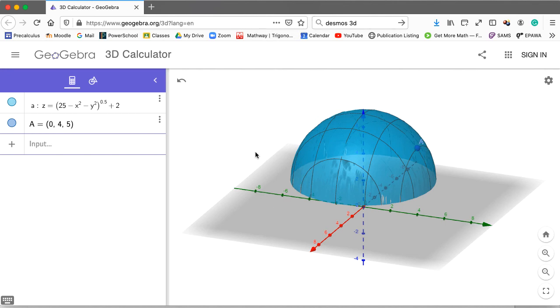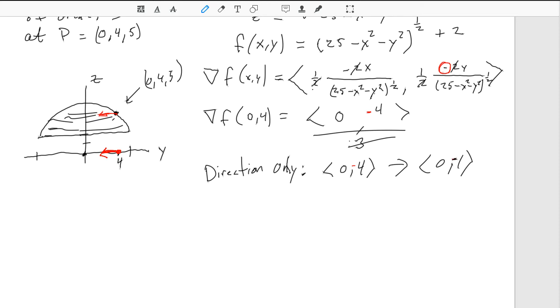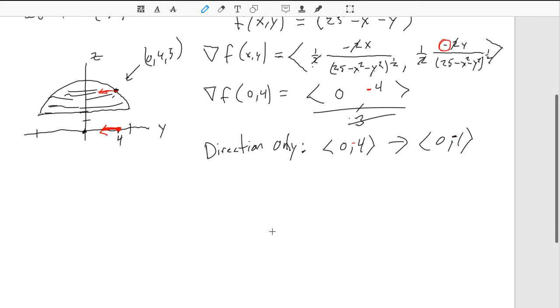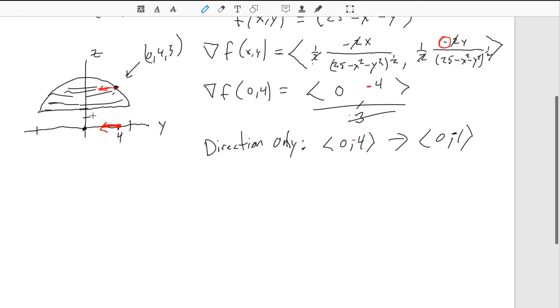All right, so what else did I want to draw here? Oh, that's what I want to draw. So let's pretend, and I'm not pretending, I'm just going to do it. Now I'm going to take this and project it down onto the xy plane.